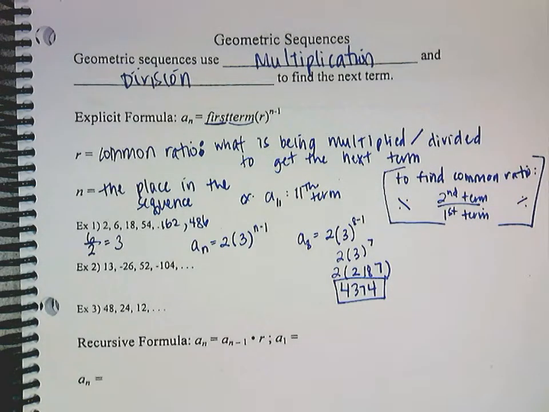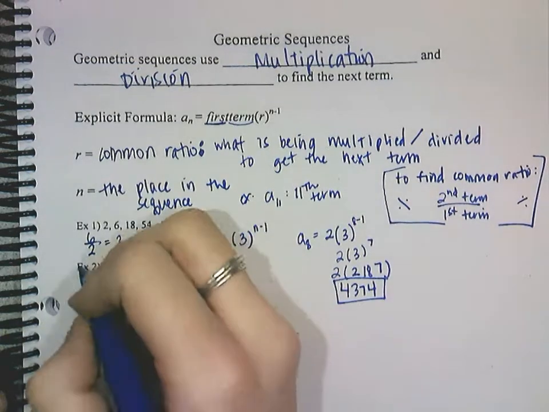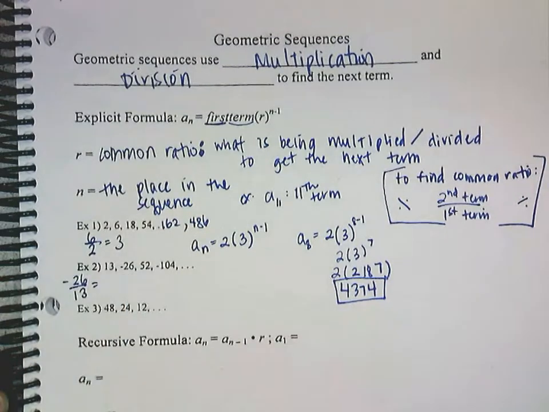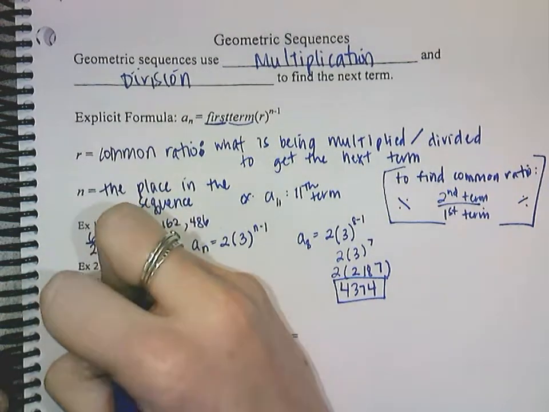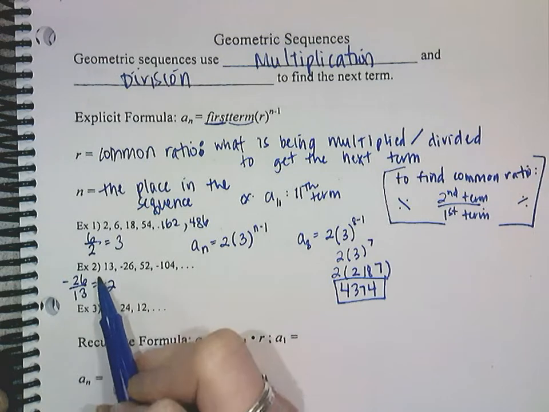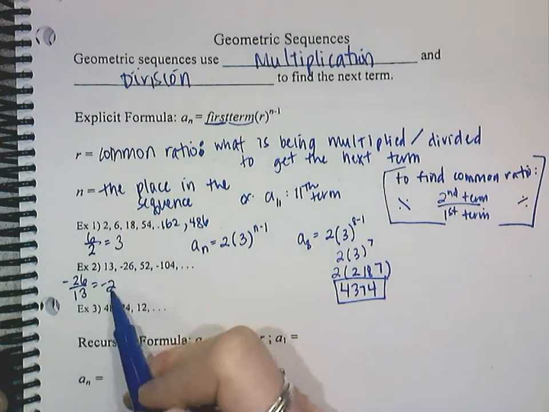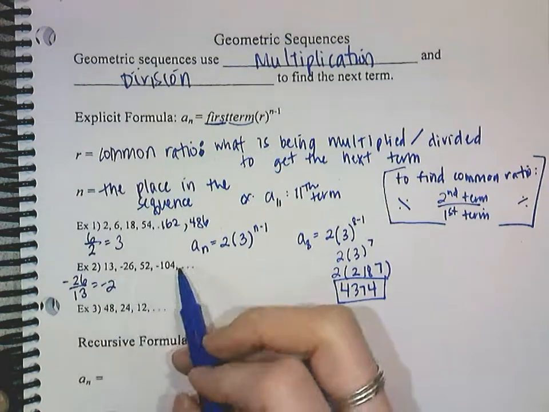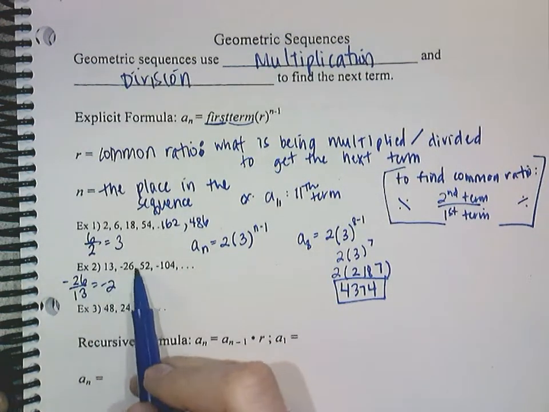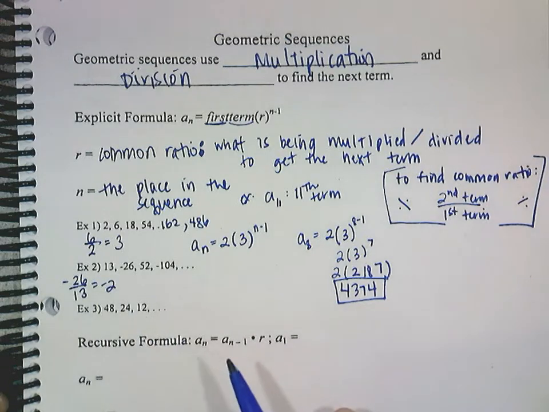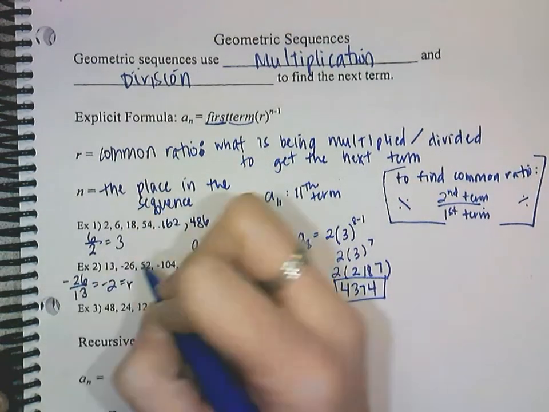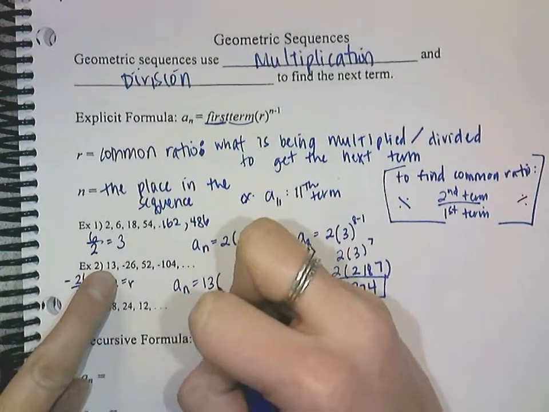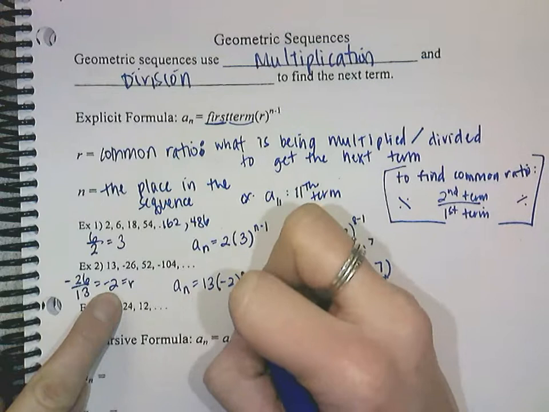Same thing on example 2. We divide our second term by our first term, so we're going to do negative 26 divided by 13. When you do that, you get negative 2, which is still multiplying because it's a whole number. Any fractions will be division and whole numbers will be multiplication. Notice that it's getting larger. Also notice that I have a positive and a negative, which means this number has to be negative. So this is our r. To write our formula, a sub n, we take our first term, which is 13, and then in parentheses our r, which is negative 2, and then n minus 1.